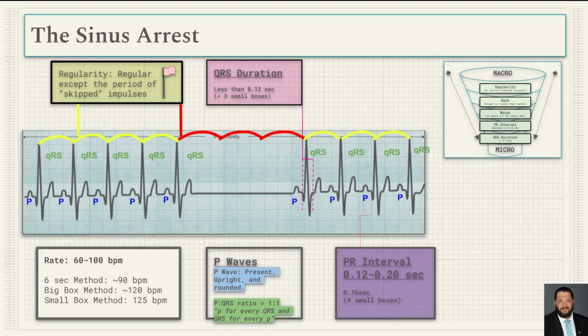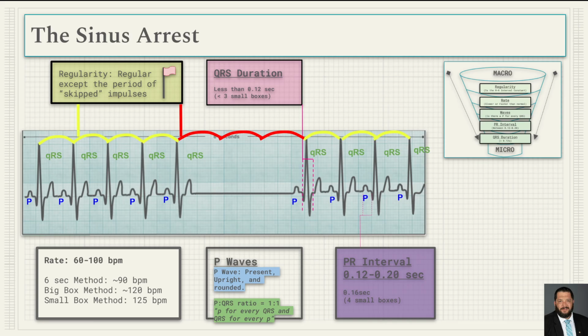Let's look at our rate. Our 6-second method shows a rate of approximately 90 beats a minute. Note this is an irregular rhythm. Our big box method shows a rate of 120 beats per minute, and our small box shows a rate of 125 beats per minute. As we noted earlier, the big box and the small box method do not work well for irregular rhythms because they don't account for these periods of irregularity.